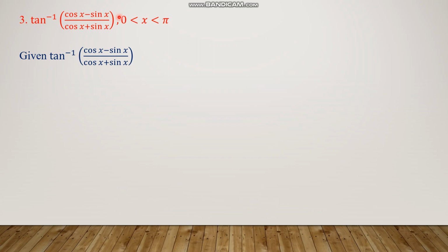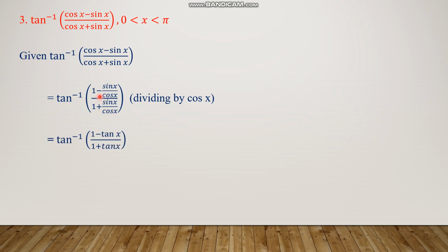Tan inverse of cos x minus sin x by cos x plus sin x, where x lies between 0 and pi. Here there is no need of substitution because we already have cos and sin. So what we do is we divide both numerator and denominator by cos x. So cos x by cos x is 1, sin x by cos x is tan x. So that whole term will become 1 minus tan x by 1 plus tan x.